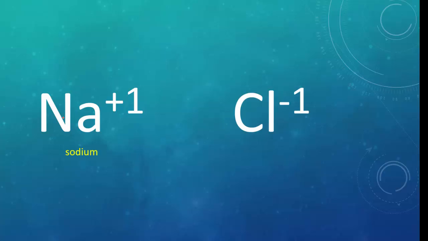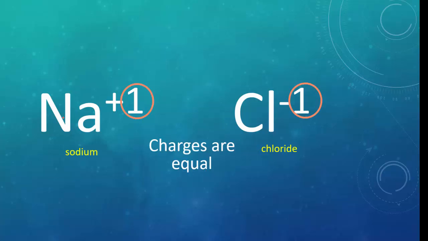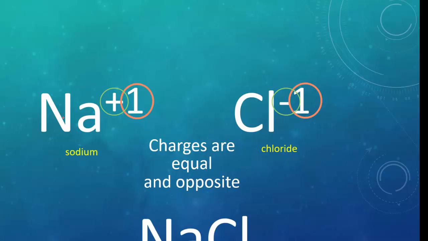Here's chlorine, which has gained an electron, and when it does, it becomes an ion that we call a chloride ion. You'll notice that the charges are equal. In other words, they both have a magnitude of 1, and the charges are opposite. Sodium is positive, chloride is negative. When that's the case, when your charges are equal and opposite, you can simply write the elements together, and there is your ionic compound. So this is sodium chloride.